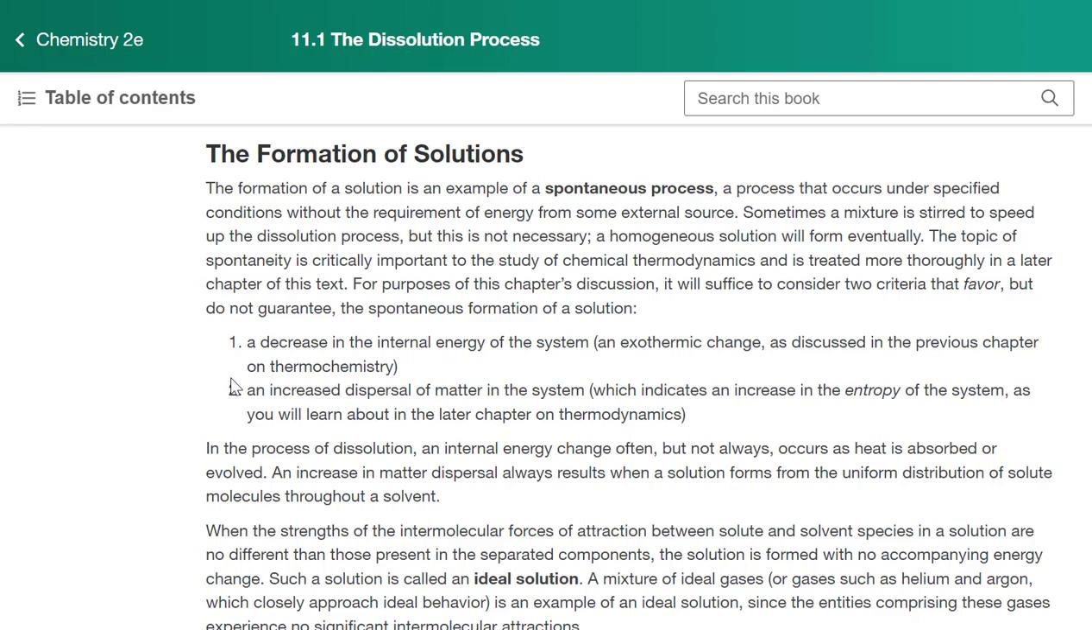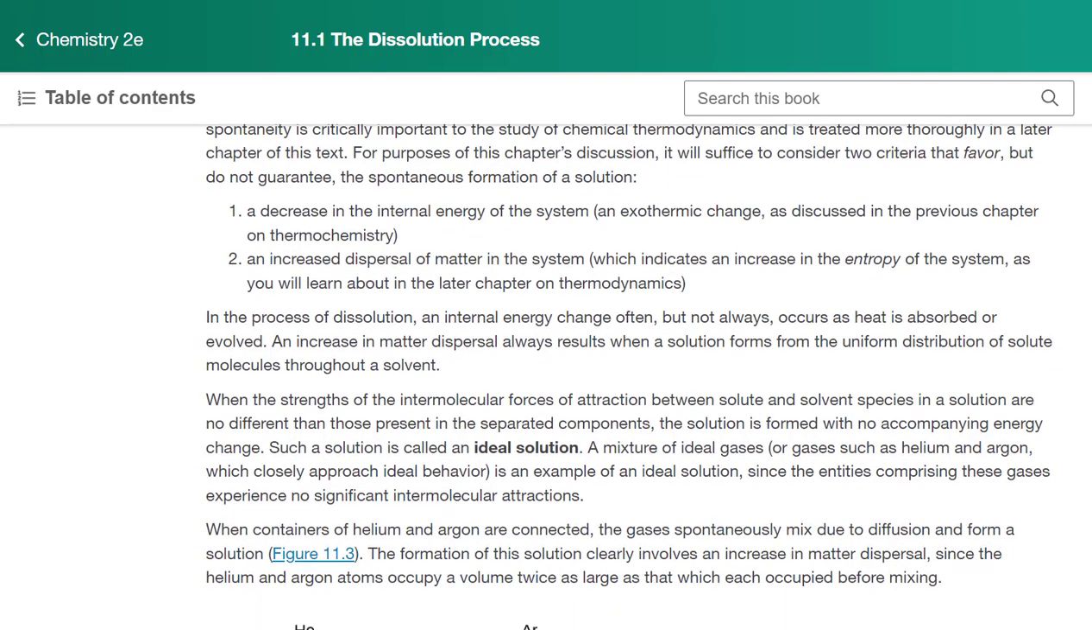So one is the decrease in internal energy, and the other is an increased dispersion of the matter in the system. And that idea is called entropy. Again, we'll talk about that in greater detail in Chemistry 1B. But these two things together lead to spontaneity. You could have maybe some of number one and maybe not number two, or vice versa. But you have to have some of this in order for the solution to form.